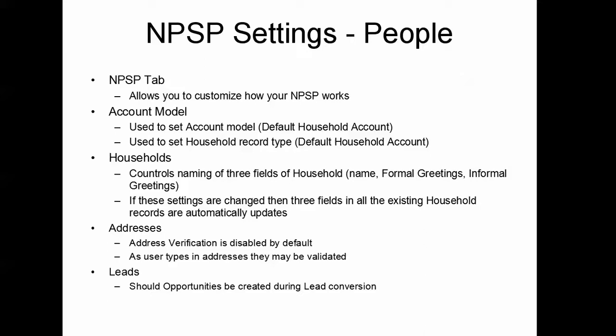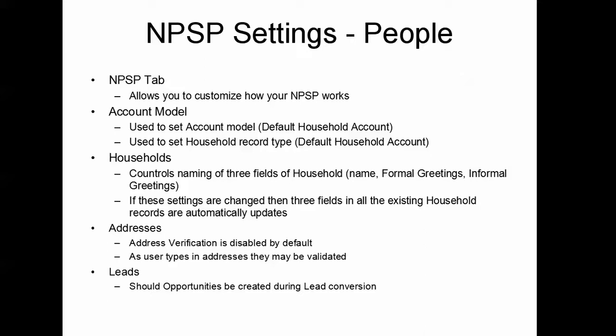There are a set of fields that automatically get set in Nonprofit Starter Pack in the household object. For example, the name of the household, the formal greetings, and informal greetings. These fields get set automatically based upon the values of the contacts that are part of the household. The default conventions for the name, formal greetings, and informal greetings can be changed, and once these are changed, all the existing data of our Salesforce instance will get updated. So at the time of NPSP implementation, we must make a decision on what formal greetings, informal greetings, and household name we want for all our records.